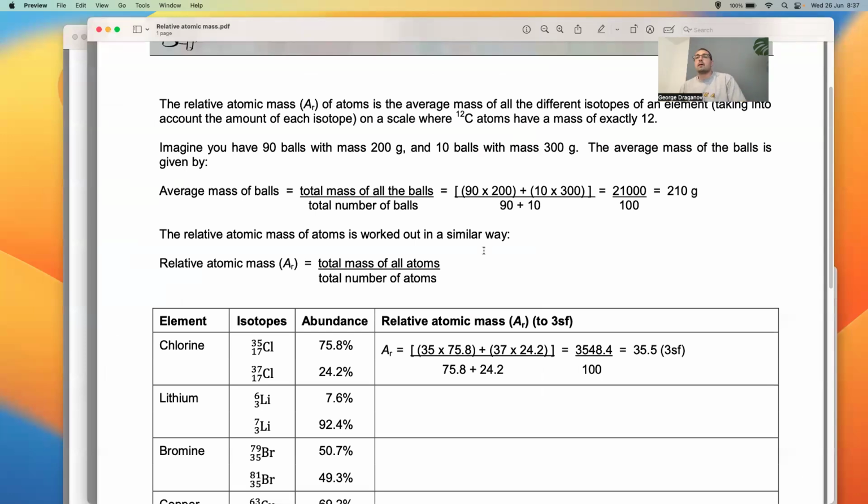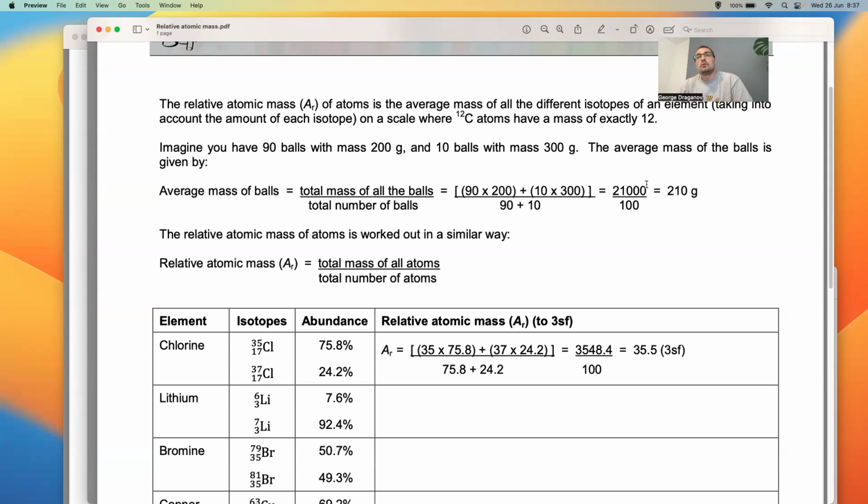This is called a weighted average mass because it depends on the abundance. So imagine you have 90 balls with a mass of 200 and 10 balls with a mass of 300. So total in the bag is 100. But then you have to add up all their masses. So it's 90 times 200 plus 10 times 300. And then when you divide it out, the average mass of all the balls will be 210.